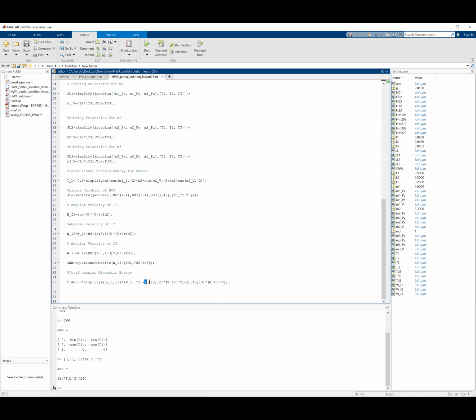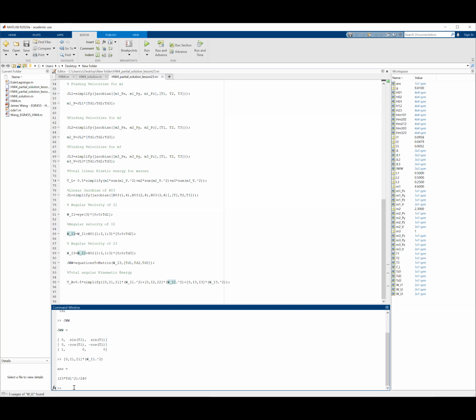Same thing I'm doing for link 2. For link 2, it is Ixx2, Iyy2, Izz2 multiplied by the square of the angular velocities. Now I need to show you something. First and foremost, let me show you what omega I2 is. Can you see omega I2 is actually a vector, which means it has 3 elements. It has 3 rows and 1 column.